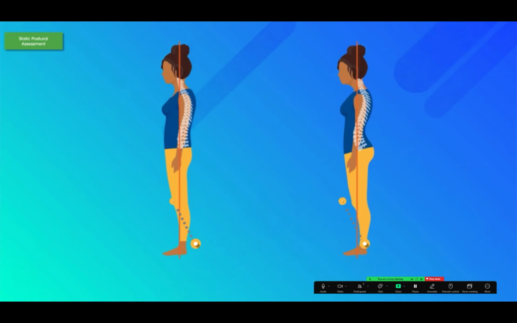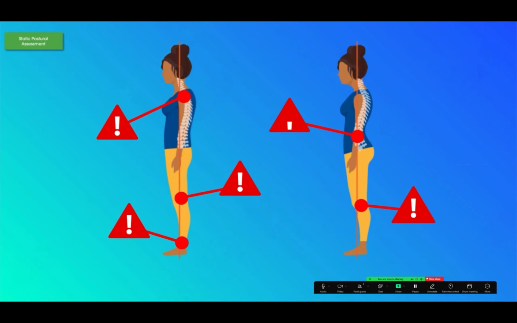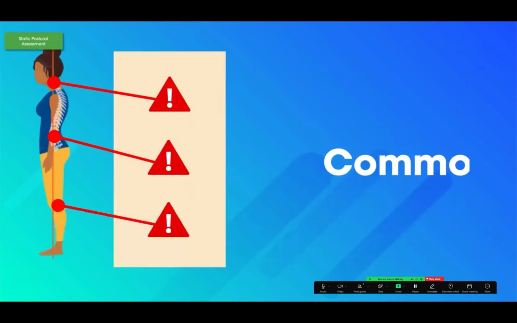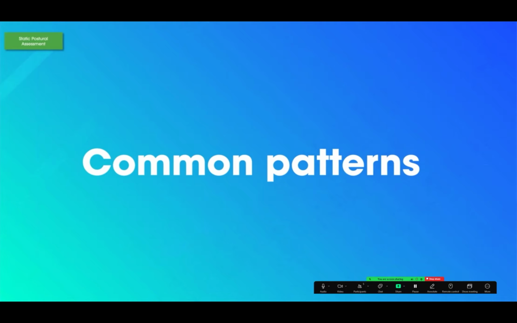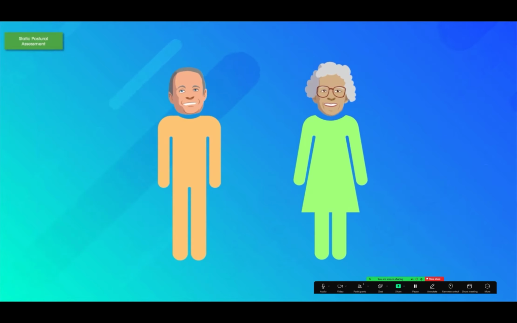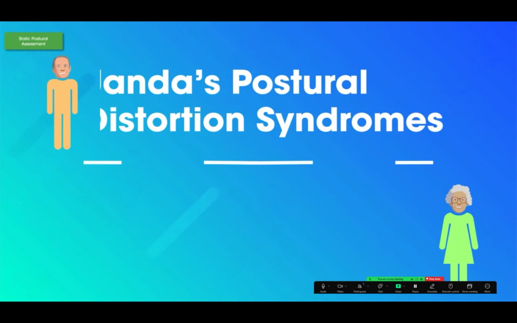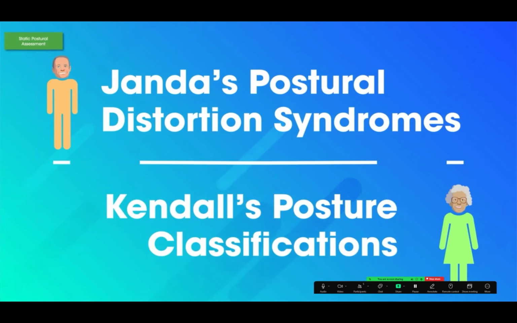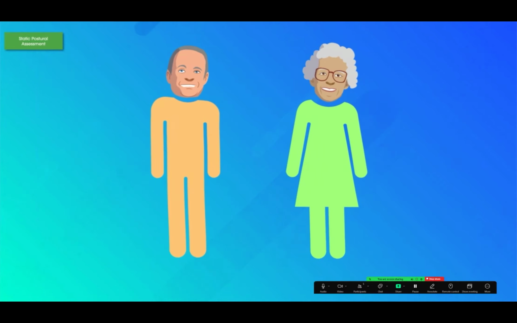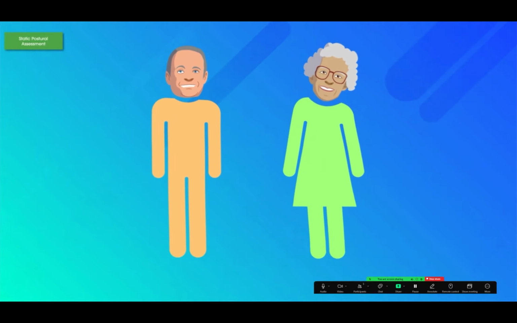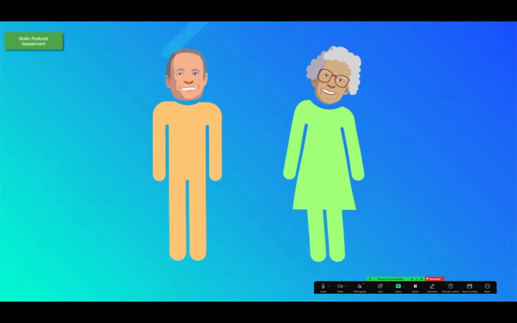Because everything in the body is connected, things don't tend to just pop up one at a time. They are typically grouped into patterns based on how they relate. More than likely, you will encounter some common patterns in clients. Two of the most well-known postural classification paradigms are Janda's postural distortion syndromes and Kendall's posture classifications. Think of Janda and Kendall as a couple of helpful friends who can help point out things to look for during the static assessment process.